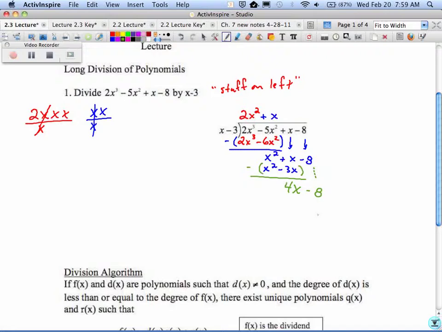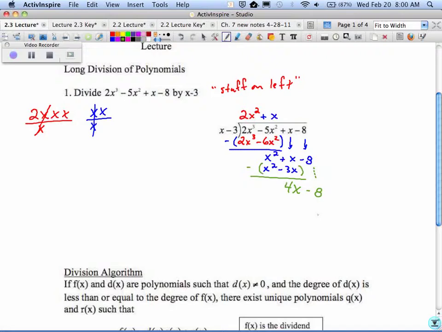How do I know when I can stop? You watch degree. 4x is what degree? First degree. X minus 3 is what degree? First degree. So as long as the degree down on the bottom here, your answer, is more or equal to the degree that you're dividing by, you keep going. Once it's smaller, just like when you're a kid, we're not going to the decimals here. So once it's a smaller degree is when you stop.